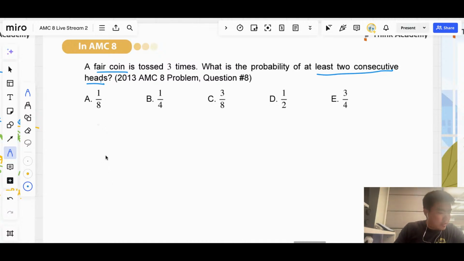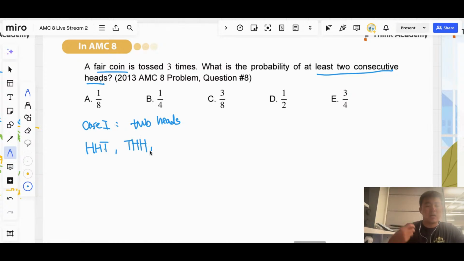So now for this case, let's consider our first possible case, which is at least 2, meaning we're starting from 2. So I would say 2 heads is our first consideration. Okay, cool. So the first one can be HHT. Again, H denotes a head, T denotes a tail. Then the second one can be THH, right? Double H for the 2 consecutive heads. So do you think HTH counts as one of those cases? No. It must be consecutive.